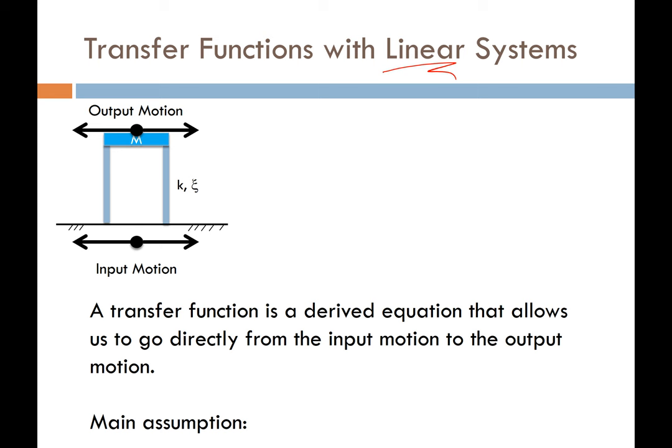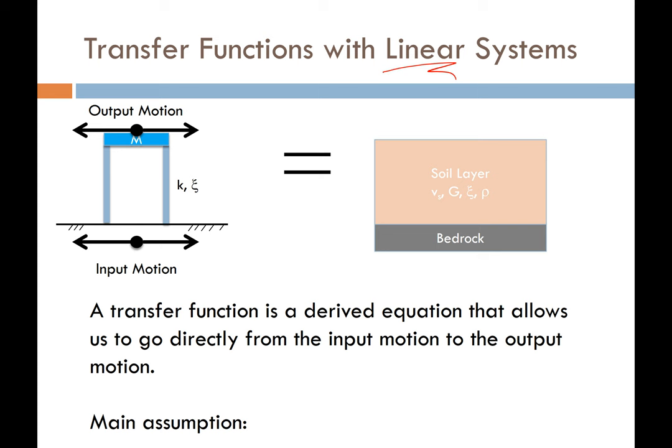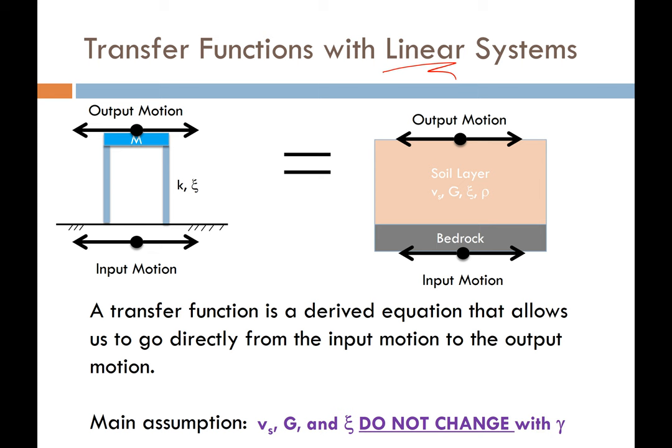So this single degree of freedom system, we're going to liken it or use it to represent what we're interested in as geotechnical engineers, which is a soil layer overlying bedrock. So we're going to treat this soil layer as kind of like a single degree of freedom system that has its own dynamic properties like shear wave velocity, shear modulus, damping, and a mass density. So anytime we deal with linear elastic systems, the main assumption, it's a big one, is that our dynamic properties do not change.